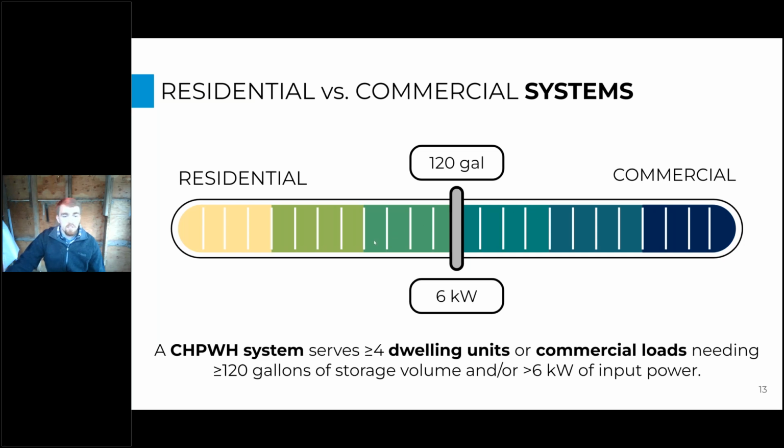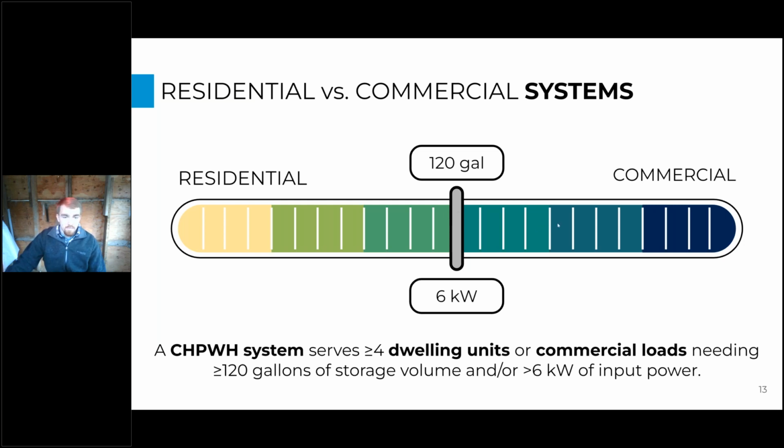A residential system serves less than 4 dwelling units. So if you have, say, a duplex with 2 dwelling units, then you'll have a residential water heating system. If you have less than those 4 dwelling units, or if you have a commercial load that is less than 6 kilowatts of input power.